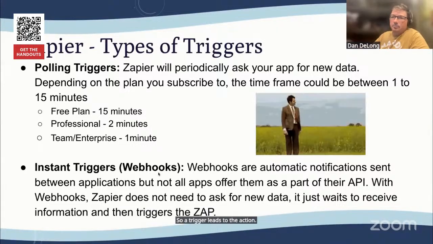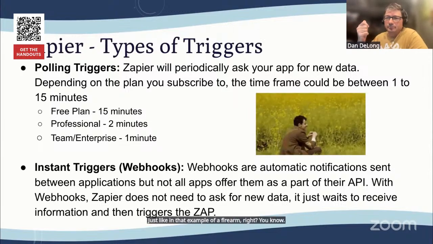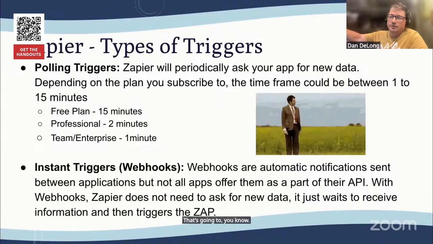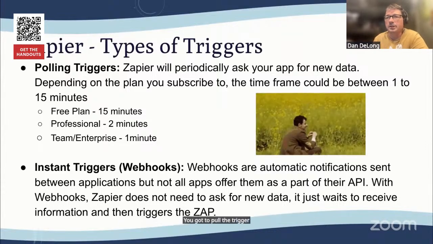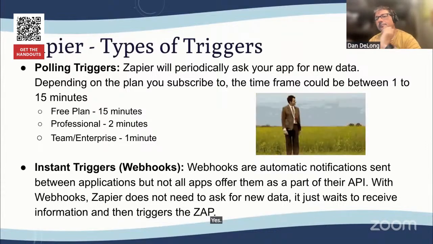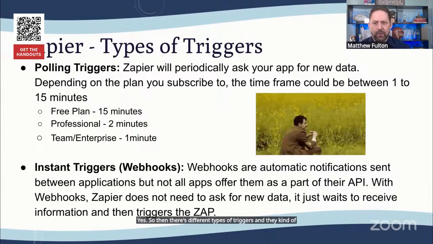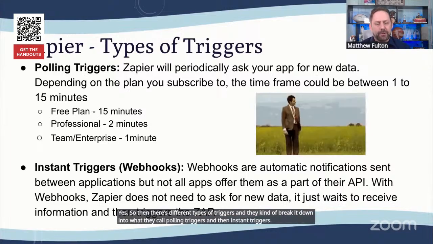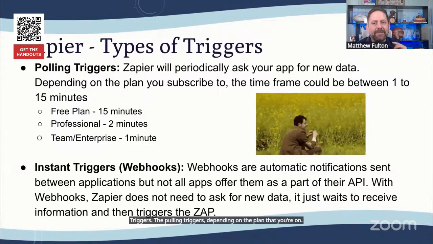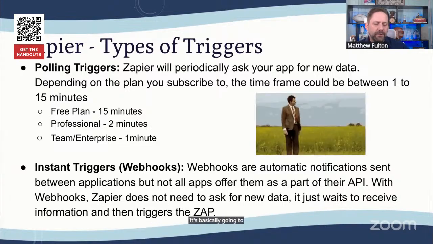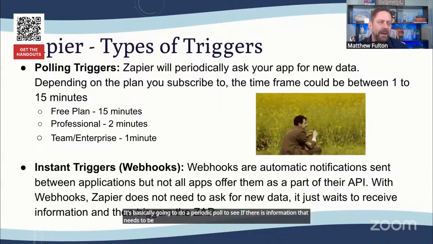Just like in that example of a firearm, right? If you want to have the action of firing a firearm, you've got to pull the trigger. So you can only do it one at a time. Then there are different types of triggers, and they break it down into what they call polling triggers and then instant triggers. The polling triggers, depending on the plan that you're on, are basically going to do a periodic poll to see if there is information, if you need to activate an action.